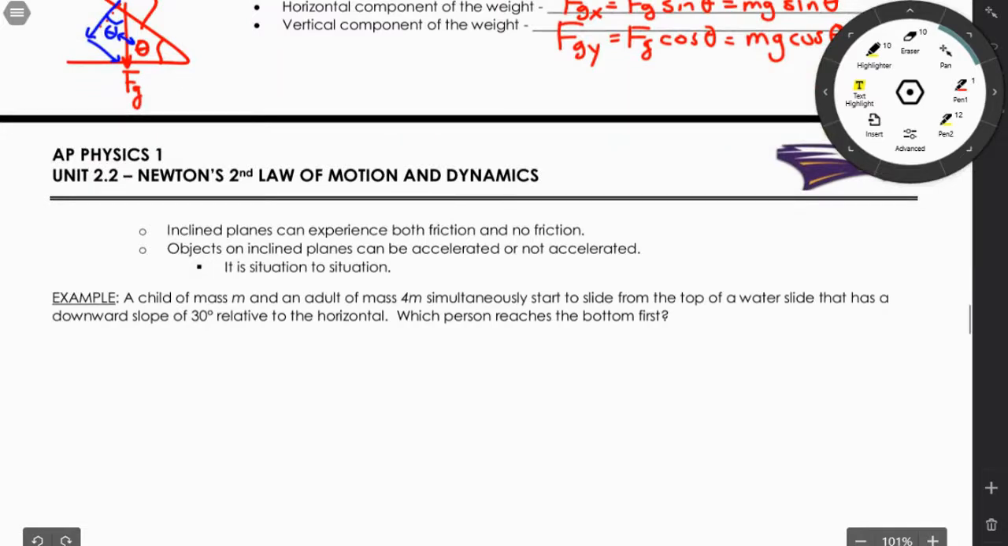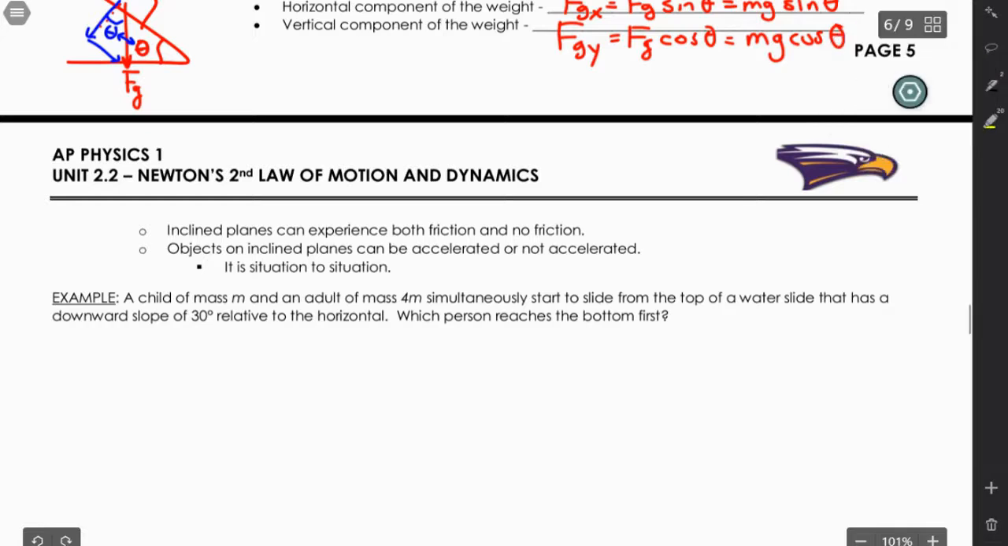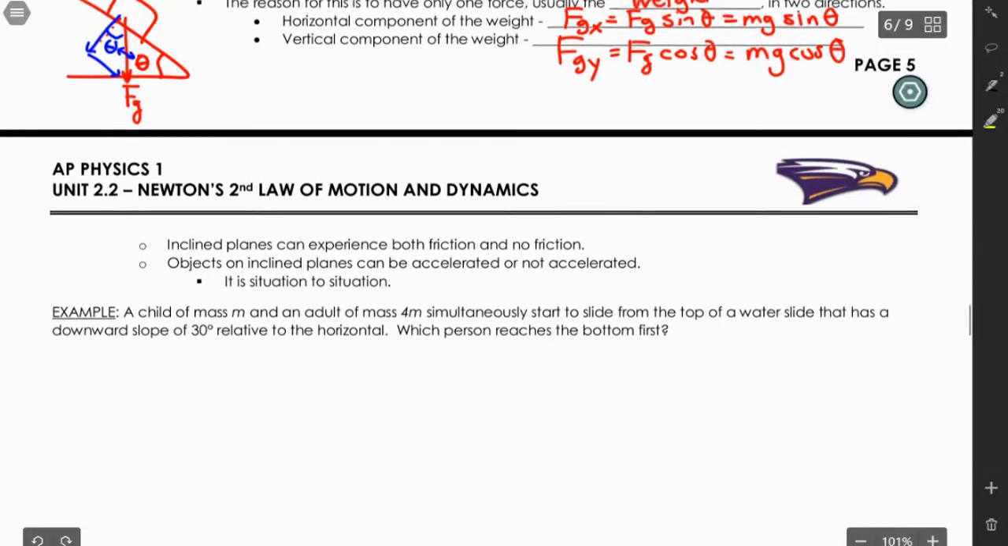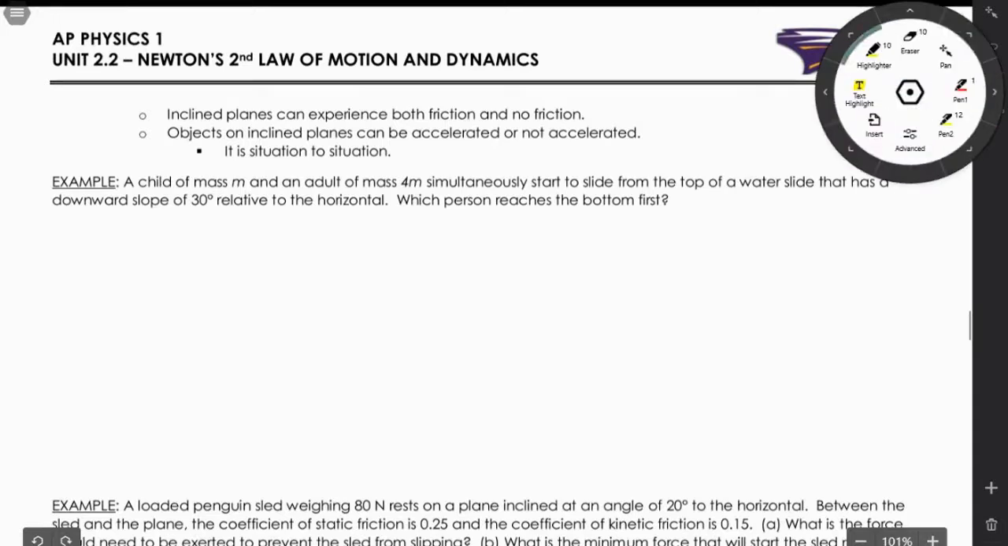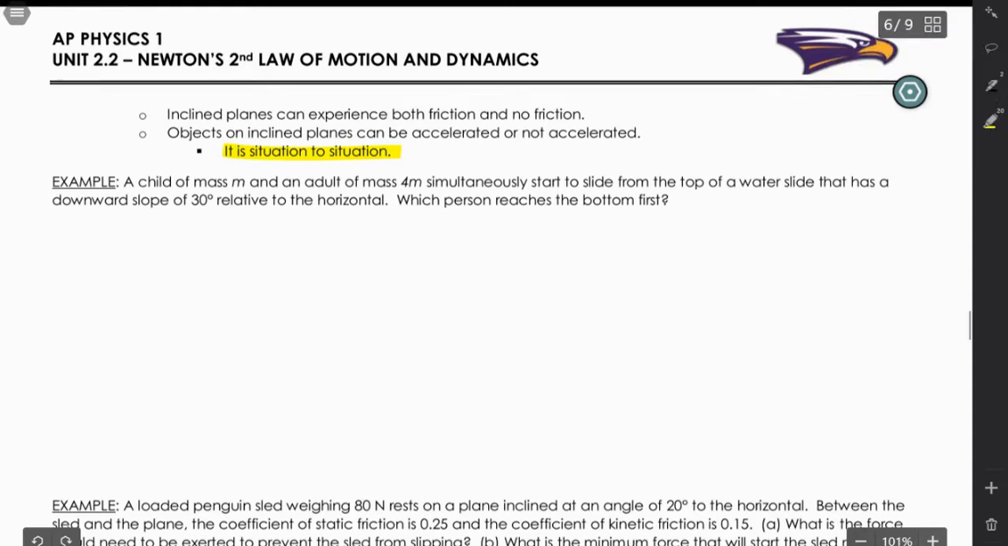And just like all the other surfaces, inclined planes can experience friction, or not experience friction. Objects on inclined planes can be accelerated, or cannot be accelerated. So you just have to figure out, situation to situation, based on what the problem says. With Newton's second law questions, I can't just tell you memorize this equation, memorize that equation, because I can always change one little thing.